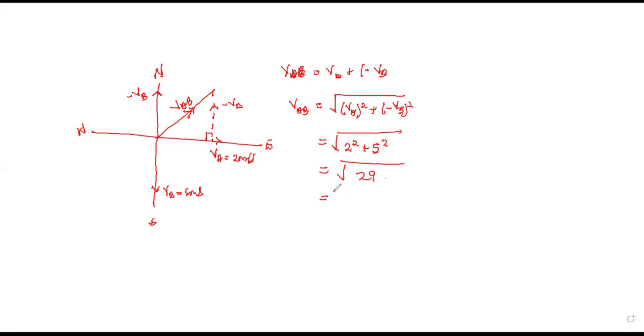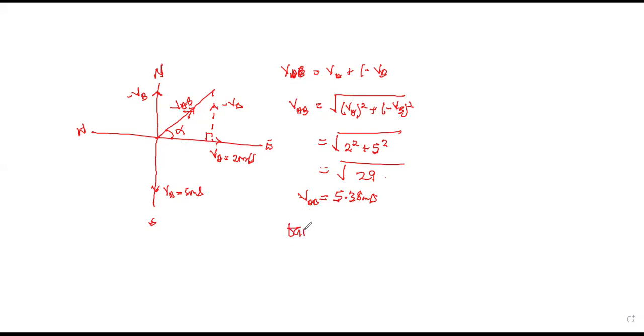What is the square root of 29? 5.38 meters per second. So this therefore gives us the relative velocity of A with respect to B. And you can also be asked to find a direction, and that's the angle between the horizontal and the relative velocity direction.